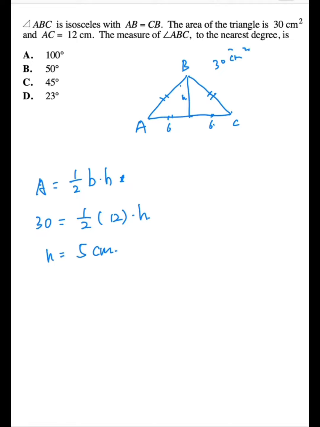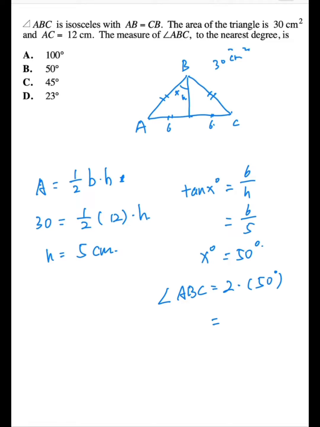Now we can find the degree of x. Tangent x equals 6 divided by the height, which is 6 divided by 5, and then x is about 50 degrees. So the angle ABC is 2 times 50 degrees, so it's about 100 degrees.